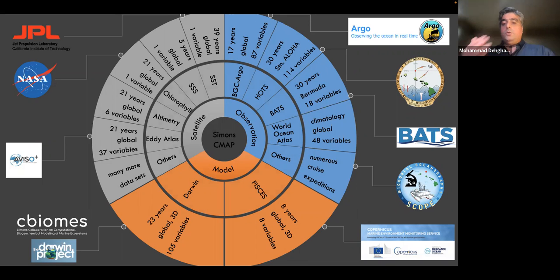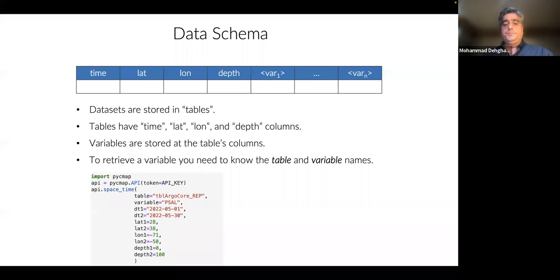We turn them all into a very simple data model. Every data set can have as many variables as needed, but it is guaranteed that every data set has time, latitude, longitude, and depth in a standard format.